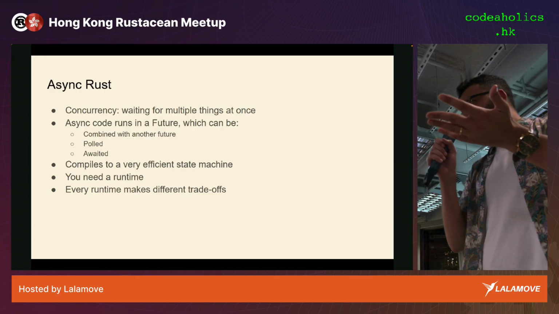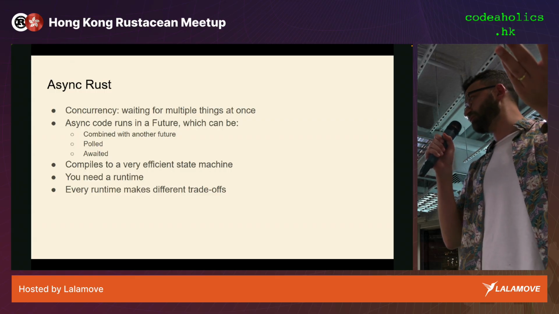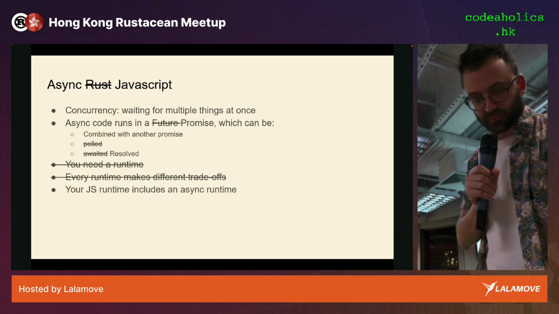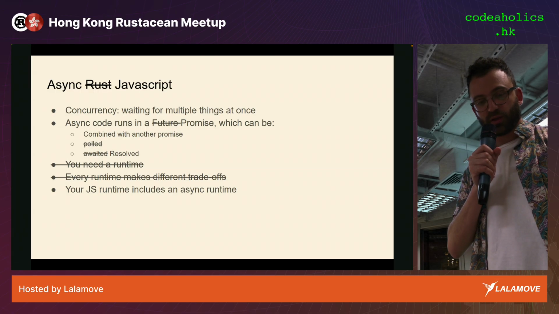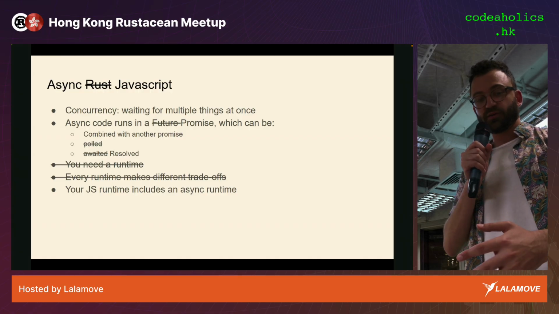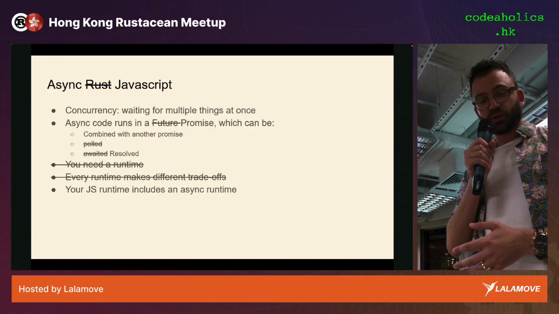Some people think this is a bit weird, like every other language that does async has an async runtime. Why doesn't Rust have it? We're going to see why. JavaScript is another language. Some of you may use it. Some of you may have heard of it. It's very similar in async. You can see it basically is copied from the previous slide, but replace future with promise.